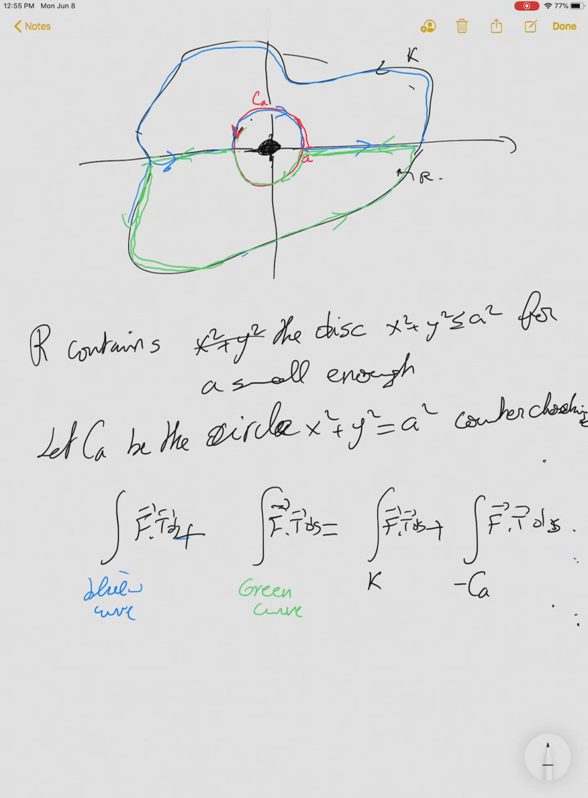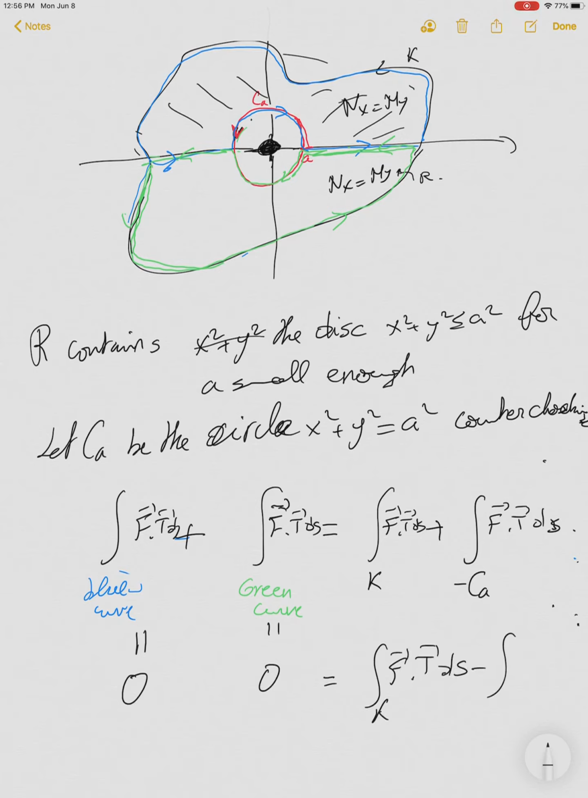So I have K. Why? Because when you follow the arrows of the blue curve and the green curve, you retrace the whole boundary K, but you also retrace the circle in the opposite orientation, so it's minus CA. Now, what is the integral over the blue curve? We can use Green's theorem here, because M and N have continuous partial derivatives, since we are away from the origin. So this is equal to 0 because Nx equals My. And the integral over the green curve is also equal to 0. So this is equal to the integral over K of F dot T ds minus the integral over CA of F dot T ds.